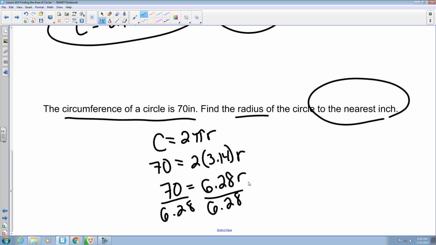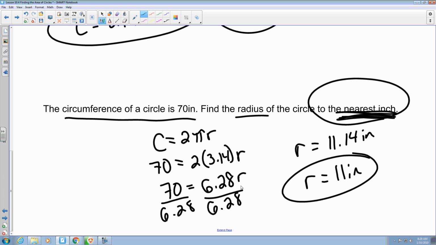So I do that, I get the value of r, which is equal to 11.14 inches, but they asked us to round to the nearest inch. That means that this radius rounded to the nearest inch would be 11 inches.